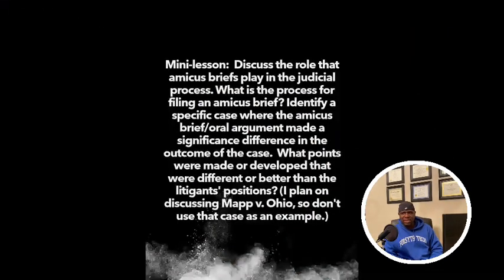All right, so the mini lesson says: discuss the role that amicus briefs play in the judicial process. What is the process for filing an amicus brief? Identify a specific case where the amicus brief and/or oral argument made a significant difference in the outcome of the case. What points were made or developed that were different or better than the litigants' positions?